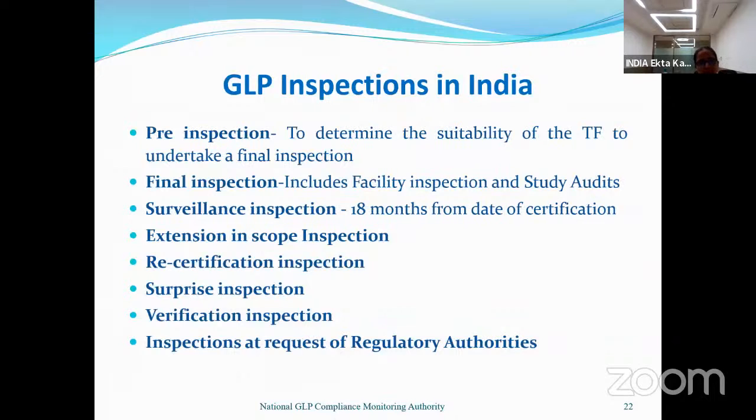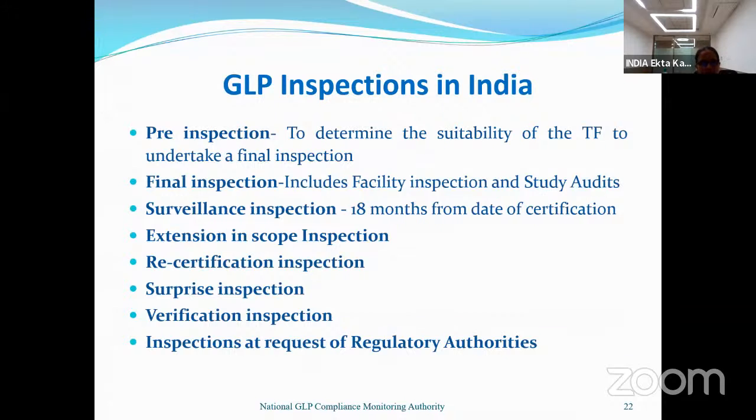Once a certification is granted after the conduct of final inspection, then 18 months from the date of certification, NGCMA conducts a mid-cycle surveillance inspection for its certified test facility. A certificate is granted for a period of 3 years. So if the test facility wants to extend its scope of GLP certification within the 3-year period, it can apply for extension in scope, where scope inspection is conducted by NGCMA.